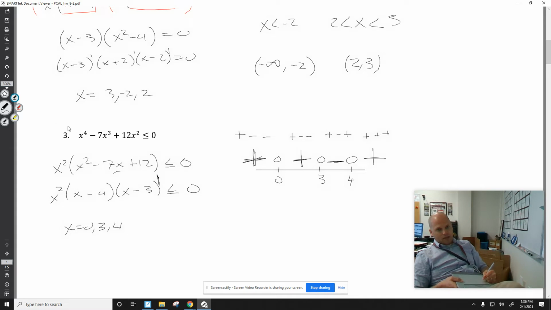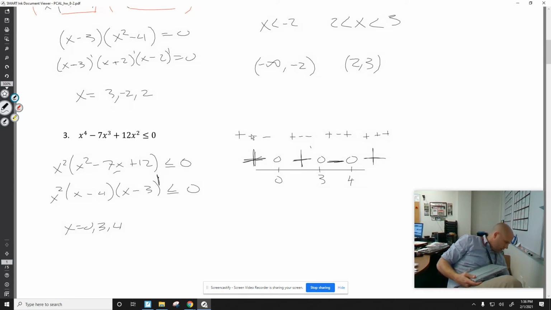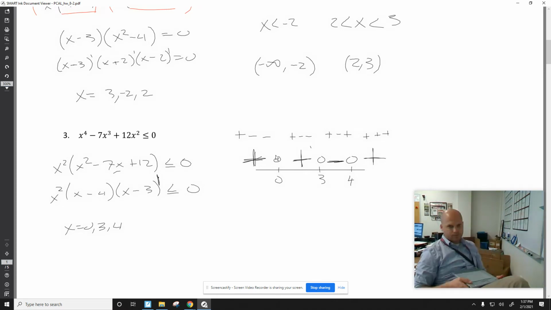Another way. X to the 4th opens upward. Leading coefficient's positive. So it's going to be like that. So it's going to be coming from positives. We understand the multiplicity of 0 is 2, so it bounces off there. And then we understand that at 3 and 4, the multiplicities are 1, pass through, pass through.